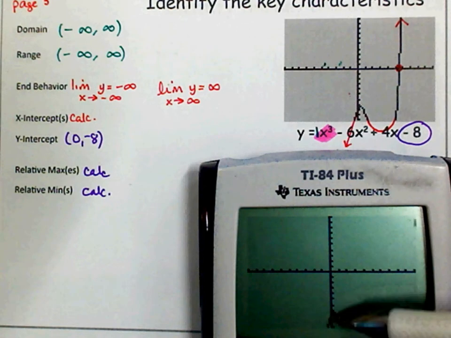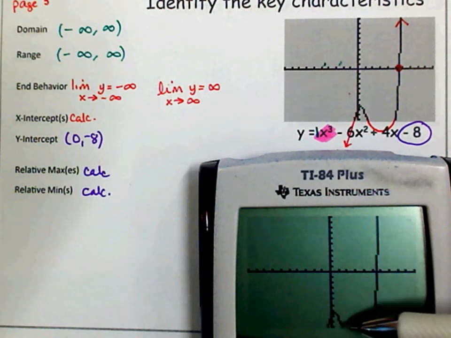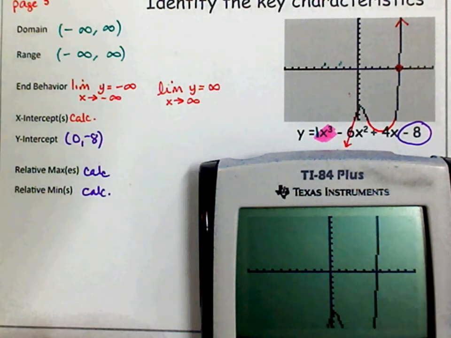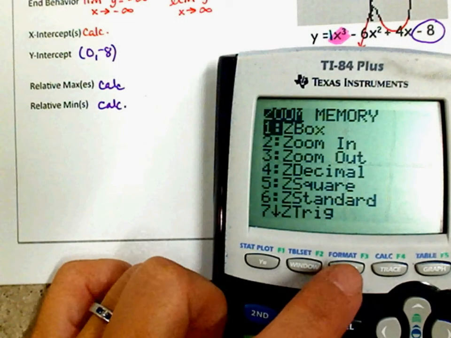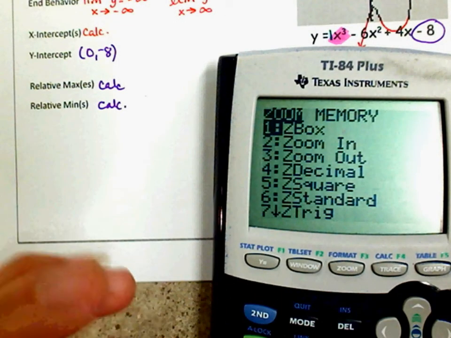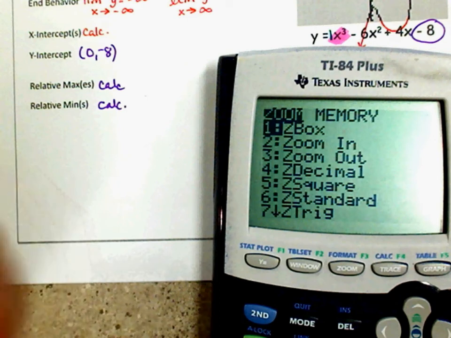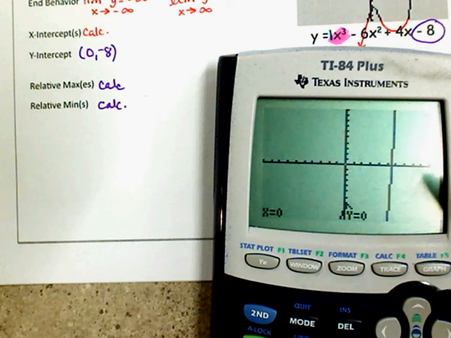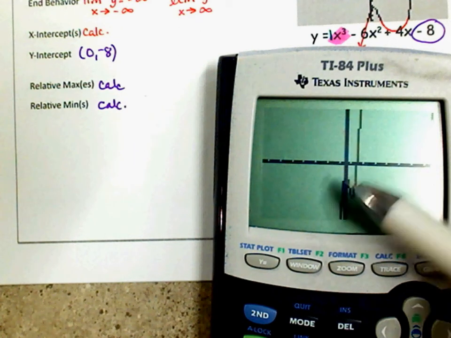Okay, do you see how your graph looks kind of like that? You see how you can't see all of that graph? If you hit zoom out or zoom in, I'm going to zoom out. Okay, so I'm going to hit number 3. Enter. See how it kind of gives you all that.